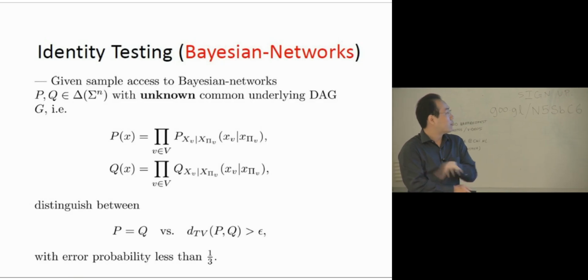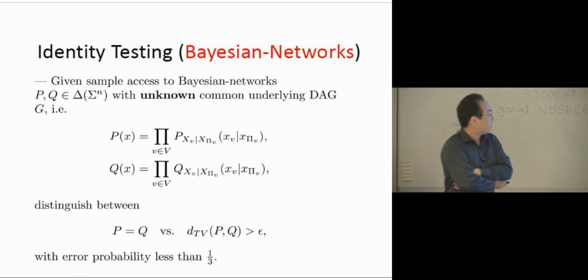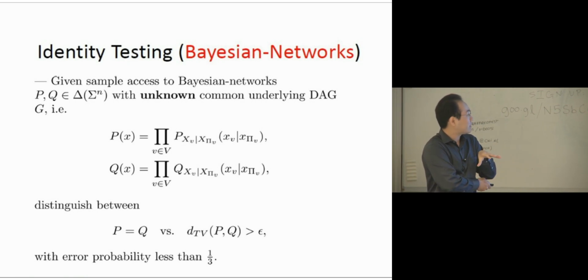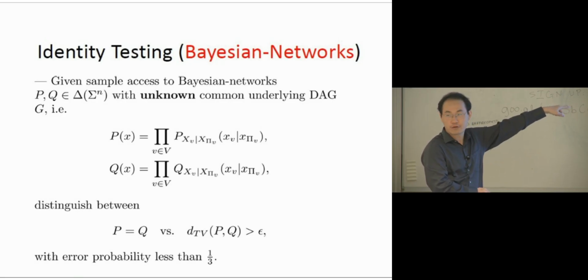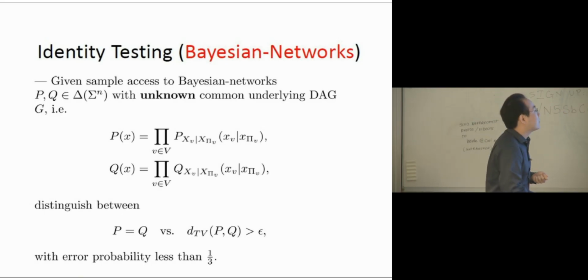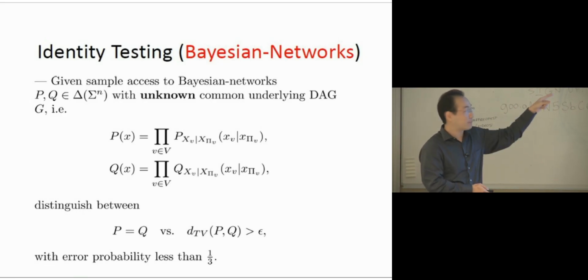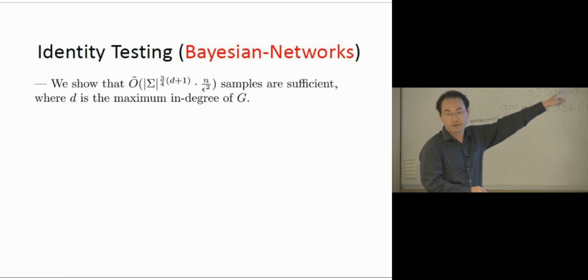Okay, so our work focused on trying to test between Bayesian networks, and our first case is the case in which we assume that P and Q have an unknown but common underlying DAG G, which means that P and Q have the same form of factorization and conditional dependencies, but we don't really know it. We do need to know the maximum in-degree of the graph G, which I will call D from now on.